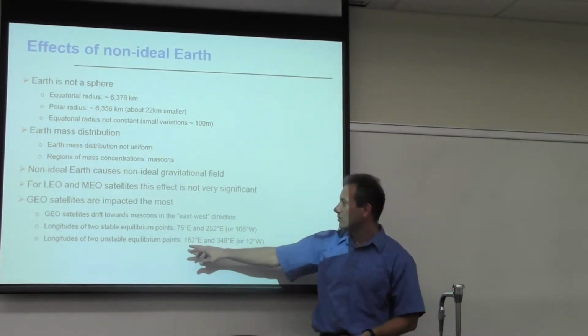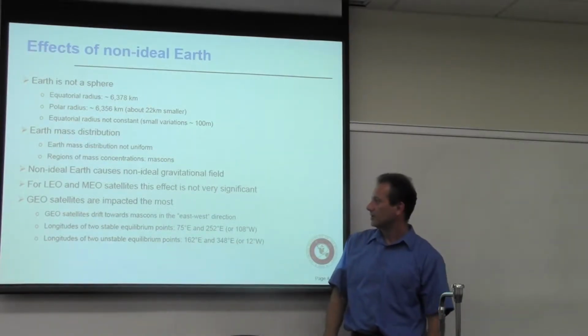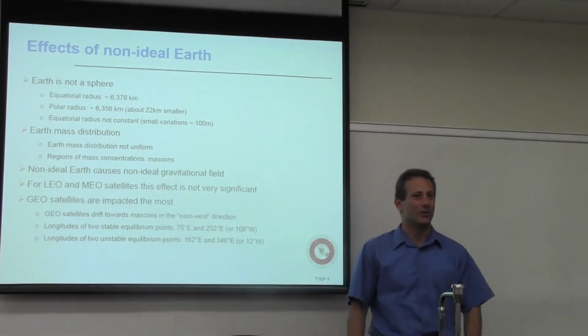And we have 2 unstable equilibrium points, 162 and 348. So if you were to launch the satellite, the best point to put it is here, because you can operate for the longest time.